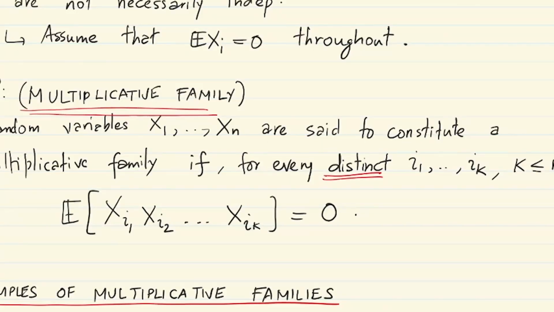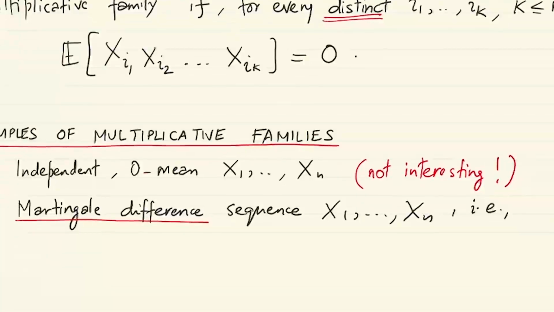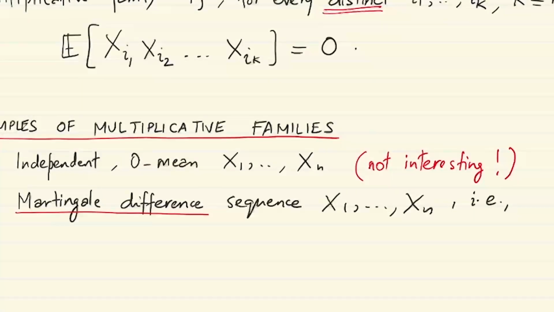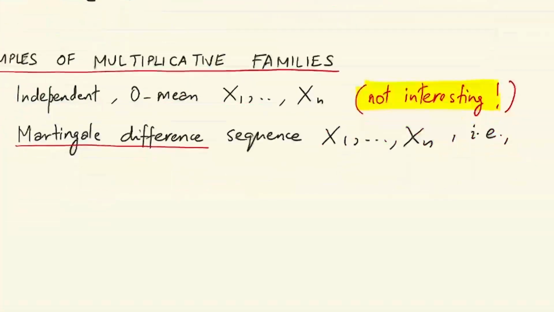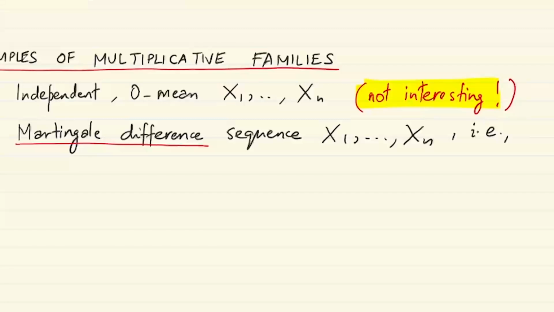Now you may ask, why are multiplicative families reasonable to consider? Do they occur in common settings? It's not hard to convince yourself that if, of course, each Xi is itself independent of the others and zero mean, then trivially you have a multiplicative family. But this is not really the interesting setting to which Azuma's inequality will apply. A more non-trivial example of a multiplicative family is what is called a martingale difference sequence.